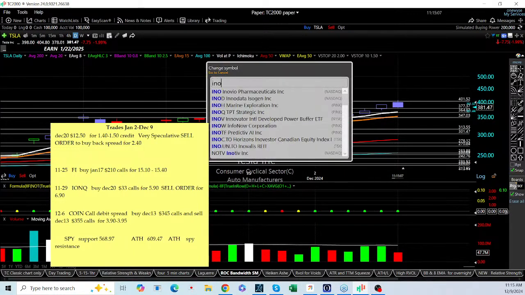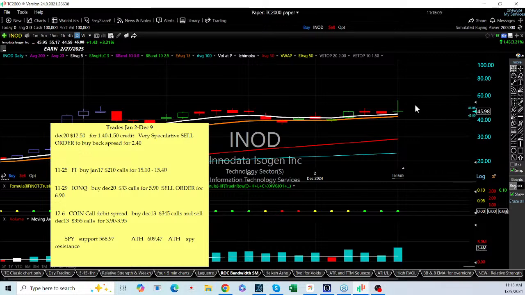I took INOD as well on a nice little breakout. See what it's done. It broke out. Was a nice breakout. Now it's pulled back. But the market, it's weak. It's right to the 8, but that's okay. And I got January on these, so I'm just going to sit on them.